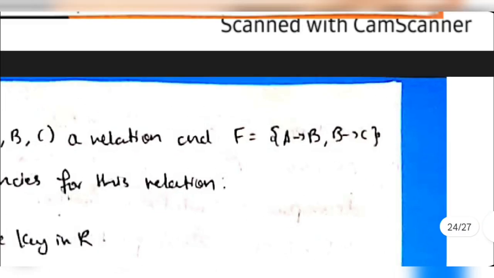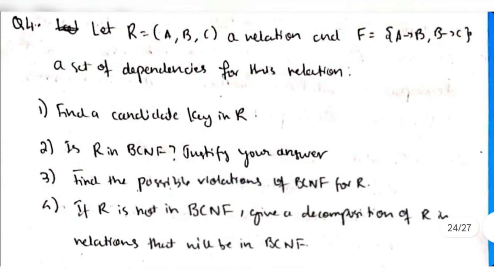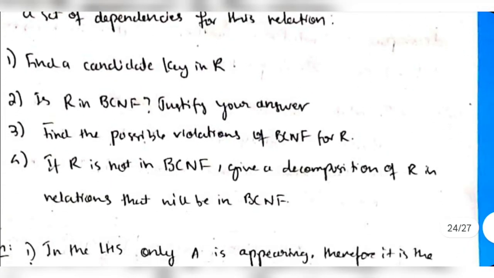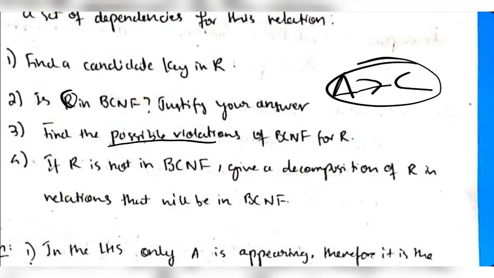Okay. And is R in BCNF? BCNF should not have any transitive relation. Is there any transitive relation here? Yes. A tends to B, B tends to C. So that's a transitive relation, and therefore it is not in BCNF. Okay, means R is not in BCNF. The possible violation, that is simple. A tends to C, which is the transitive relation.